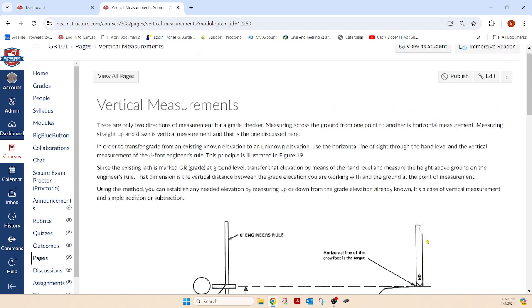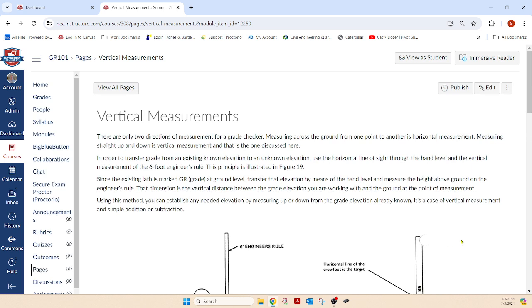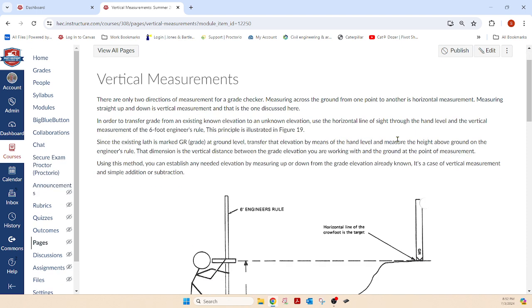Vertical measurements. A lot of reading on here. Now I want you to take care of some of that for me. There are only two directions of measurement for a grade checker. That's across the ground, which is horizontal, and straight up and down, which is vertical measurement. And vertical measurement is the one discussed here.